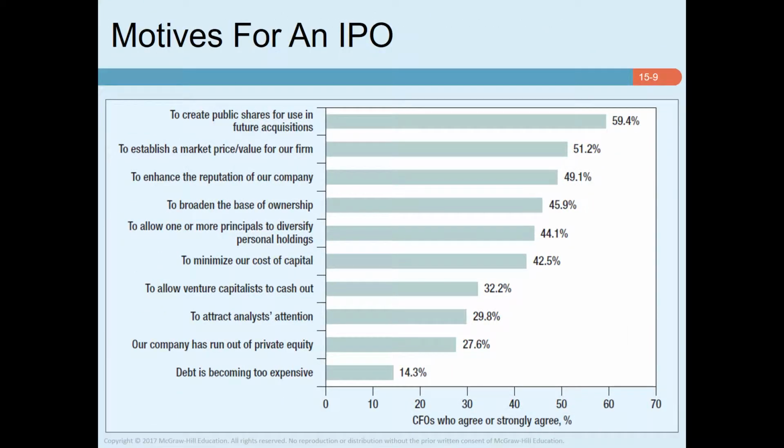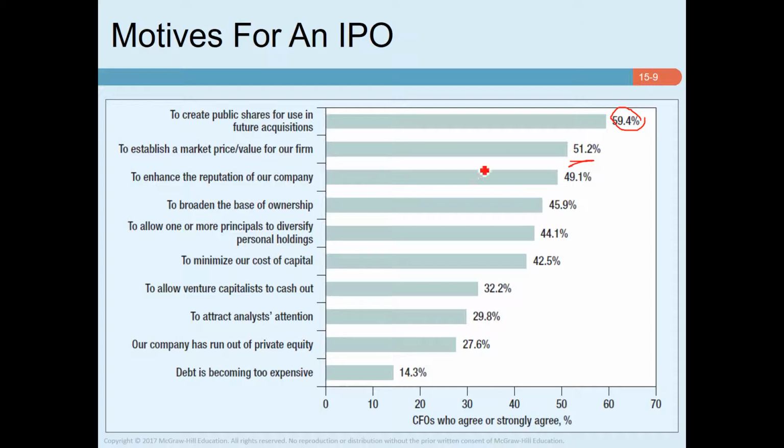Now, why does a company engage in an IPO? A survey was conducted to see the reasons or the motives behind the IPO among the CFOs, and you can see that there are various reasons companies engage in an IPO. So 59.4% of the CFOs responded that they engage in an IPO to create public shares so that they can use them in future acquisitions. That means they can use these shares to acquire companies in future.